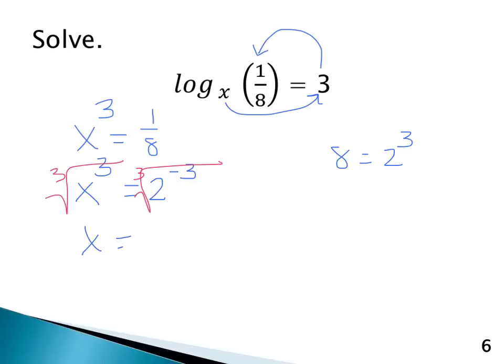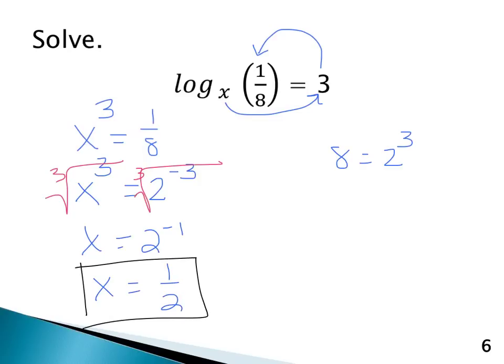I'm hoping that's what you're thinking. And so why is that true? Let's go ahead and finish this, and then I'll go back. This is 2 to the negative 1, which gives you 1/2. So why is the cubed root of 2 to the negative third equal to 2 to the negative 1?